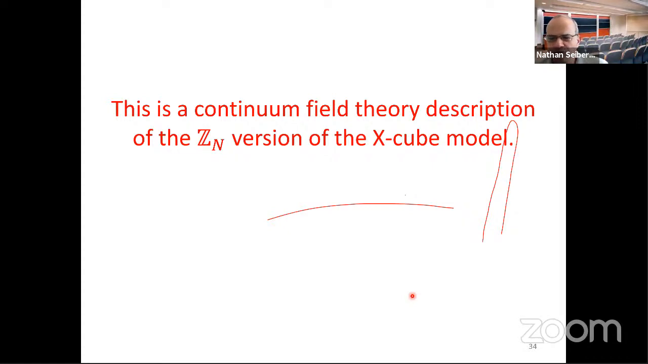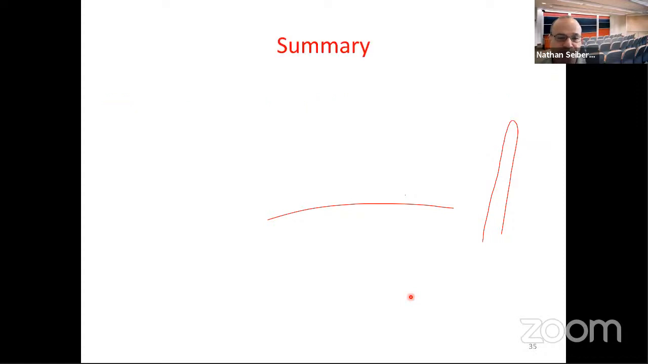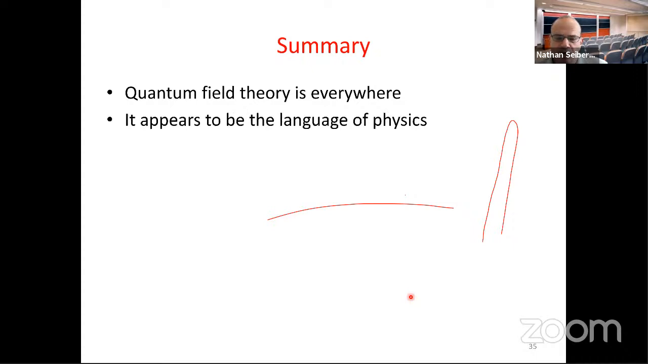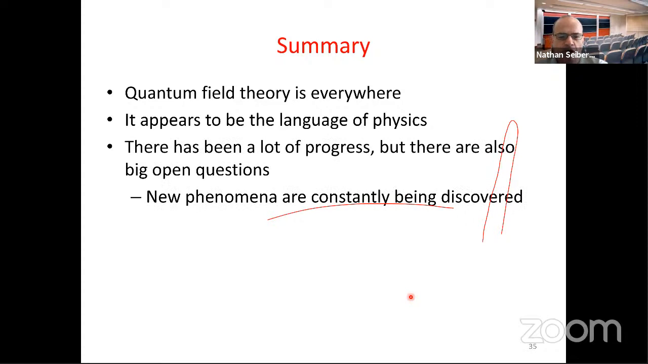This brings me to the end of the talk. Toward the end, I kind of took off a little bit. Let me summarize it. We had a long journey, starting with Newton and Lagrange and going through Maxwell and Einstein and classical physics and quantum physics. And then we talked about quantum field theory. We showed that quantum field theory appears everywhere. I propose that it should be thought of as the language of physics because it appears everywhere. Over the last several decades, there has been a lot of progress, but there are also many big questions.